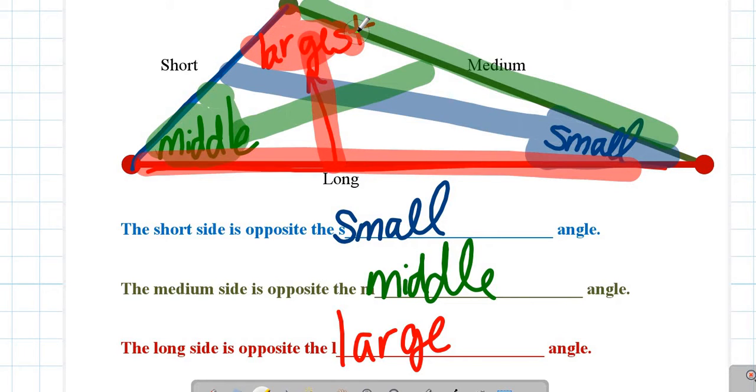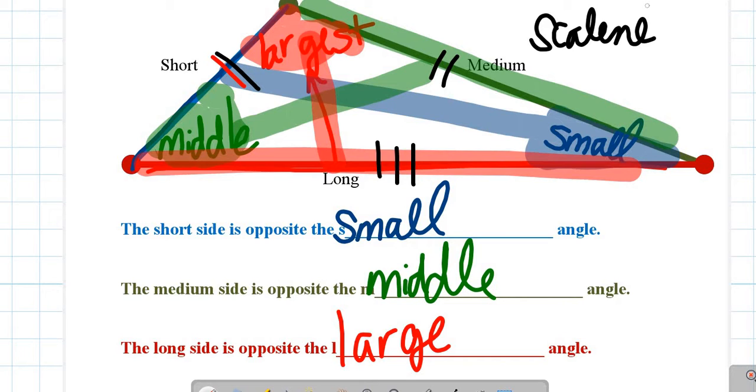Which brings us to our next very important concept. What happens when triangle side lengths are of equal length? Here, this triangle is scalene, and we have a short, a medium, and a long. It's a scalene triangle, which means no equal sides. But I just said that it's possible to have equal sides. So what happens when you have equal sides?